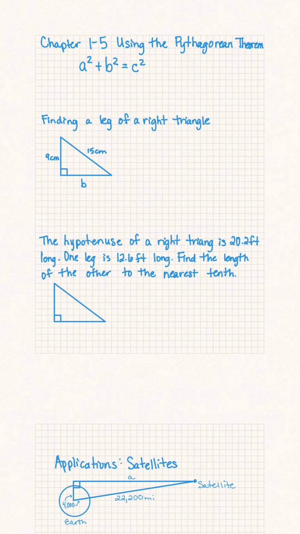So if you remember from last lesson, the equation we need to memorize is a squared plus b squared equals c squared. That's really what we need to know. Last time we were finding c squared, the hypotenuse. Now we're going to take it in reverse and find out what any leg is. So, for example, with our first one, finding a leg of a right triangle.